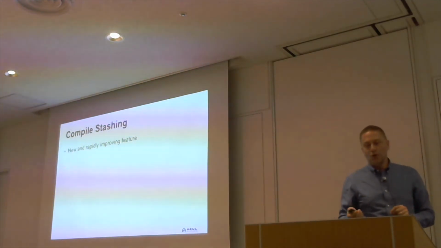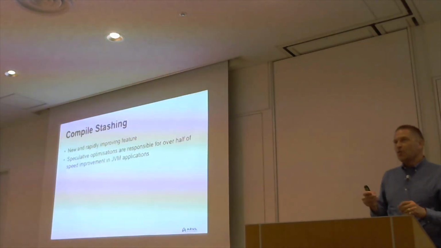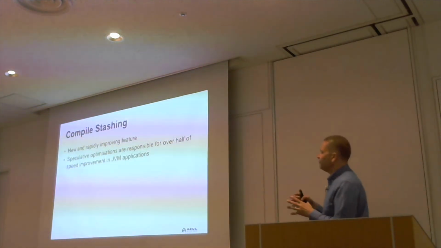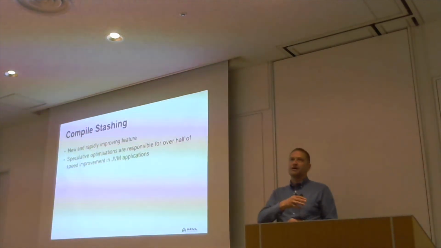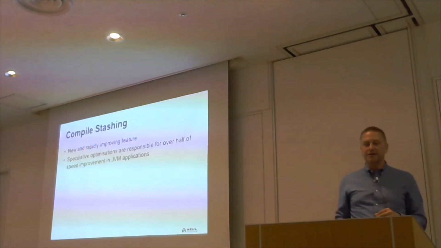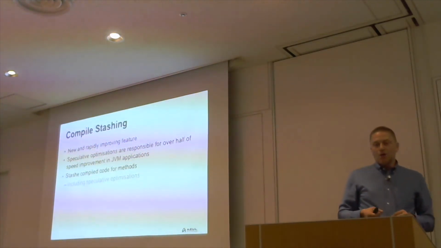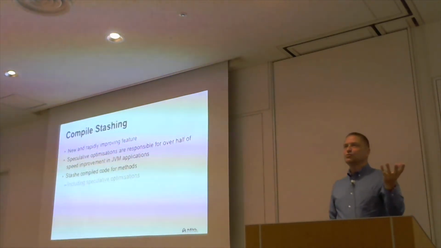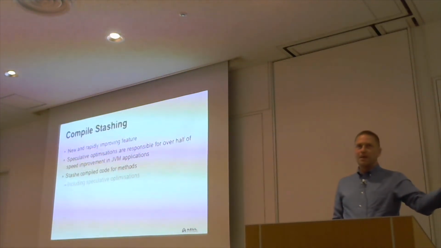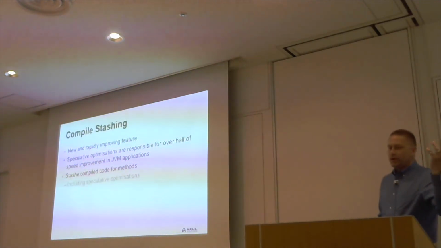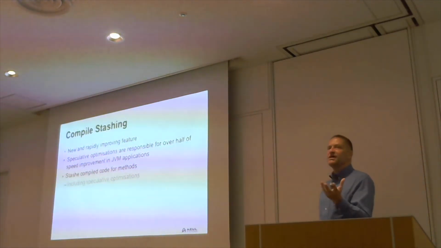So what we do is we say, speculative optimizations are a really big source of optimization, and you can actually account for about half the improvement in performance through speculative optimizations. So what we do is we keep the compiled code for individual methods, and we put it in a file. But we don't just put the code for the method. We create what's almost like a fingerprint.